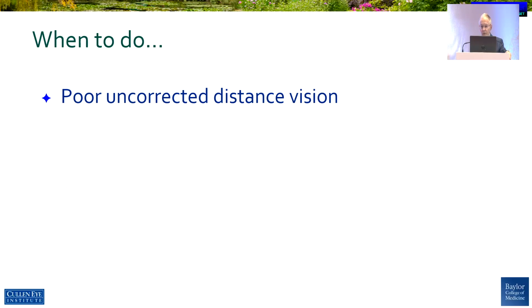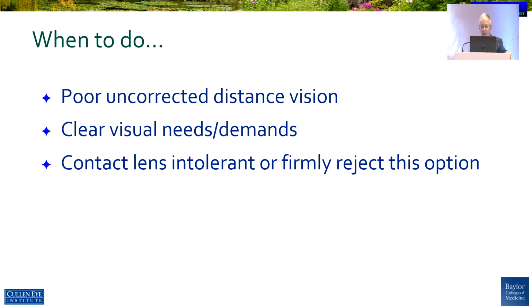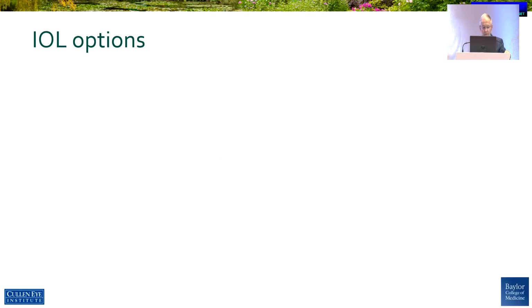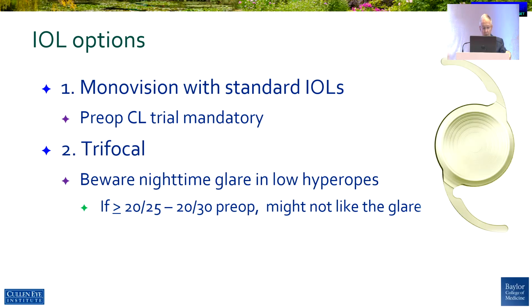When do you do it? Well, if they have poor uncorrected distance vision, they have clear visual needs or demands, they're contact lens intolerant or firmly reject this option. And you can do monovision, and I like monovision because these are young people. We don't know what their retina is going to look like in 30 or 40 years. And they may do better with a monofocal lens in monovision than they would with a diffractive lens implant.